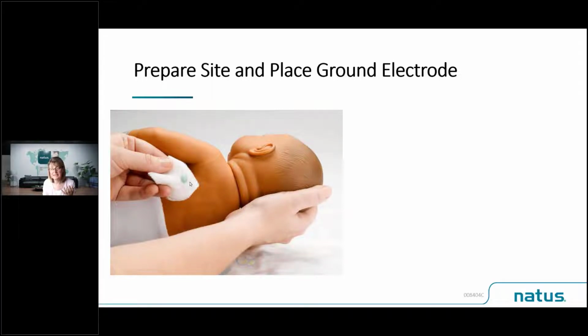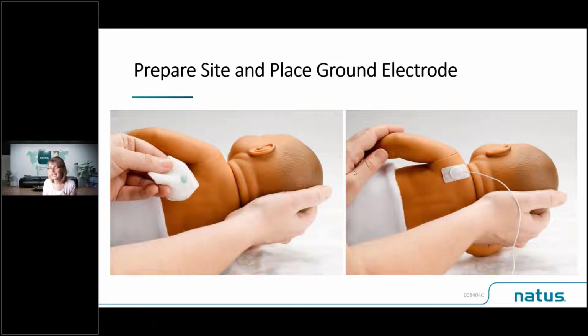We're going to prepare the site of the ground electrode by placing a small amount of new prep or other cleansing agent, whatever you're using, on a gauze pad, and we're going to clean the skin, wipe it perhaps in a circular motion, remove the new prep with clean damp gauze, allow the site to air dry, and then place the hydrogel electrode on that clean site, again with the lead facing upwards.